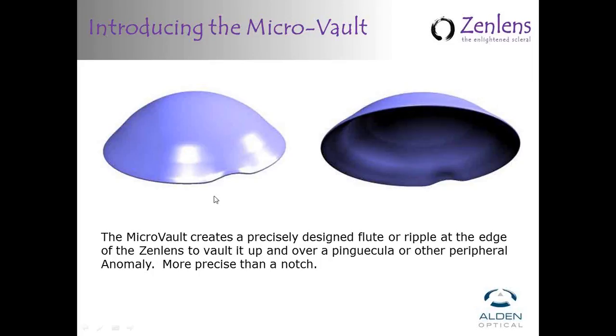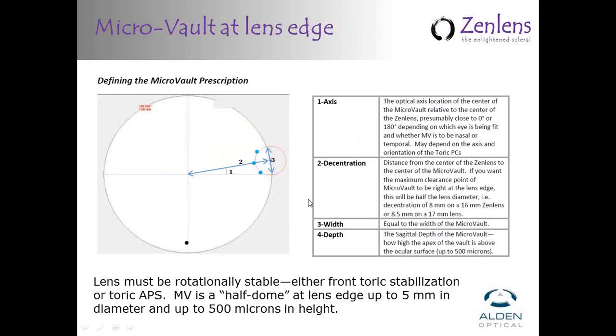So this is what it looks like from the top view. It just rises up above the normal edge alignment. From the underside, you can see it just looks like a dimple right at the edge of the lens. And it's something that can be fairly simply ordered.